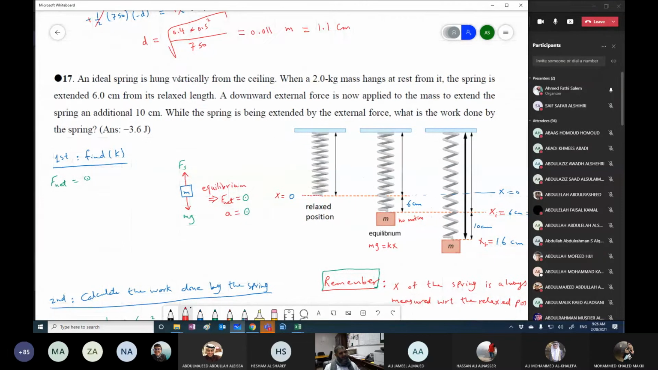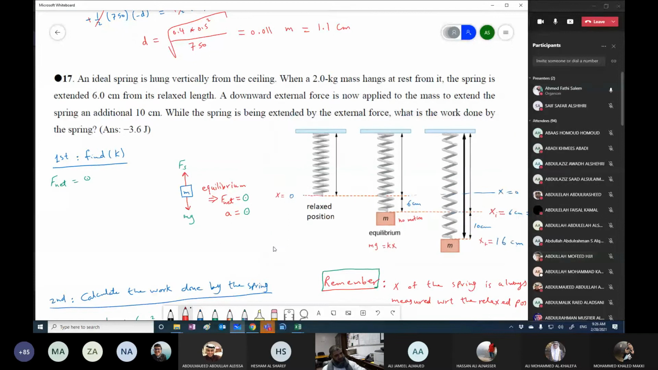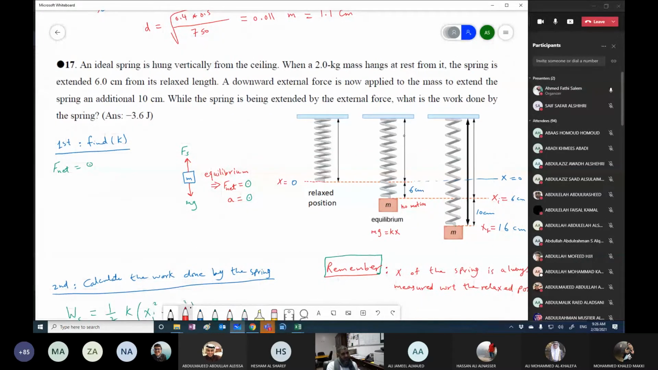طيب ما أعطانا الكي حقت السبرينج, so how can we calculate the K of the spring constant? طبعا we'll take it from this part here. The mass is in equilibrium. There are two forces acting on it: Fs upward, the weight downward. F net is equal to 0. Why? Because the acceleration is equal to 0. Fs is upward, mg is downward, equal 0.